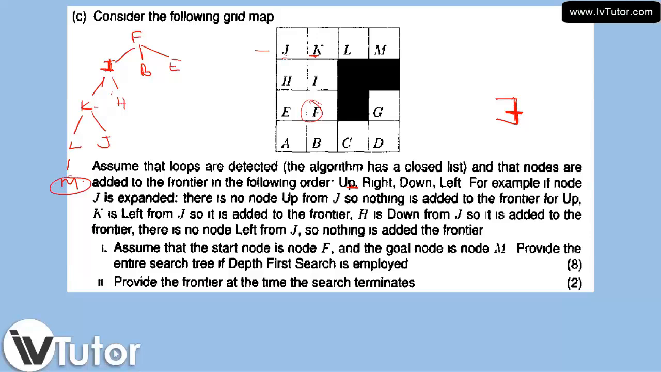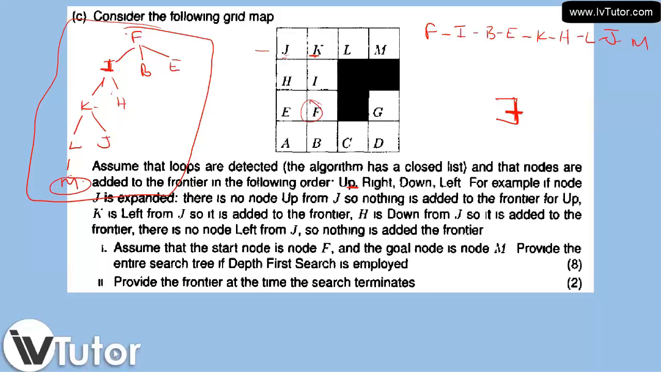So provide the entire search tree if depth first search is employed. This will be the entire search tree. Or simply put, one can write F I B A K H L J M. This will be the search tree, the representation of the search tree.